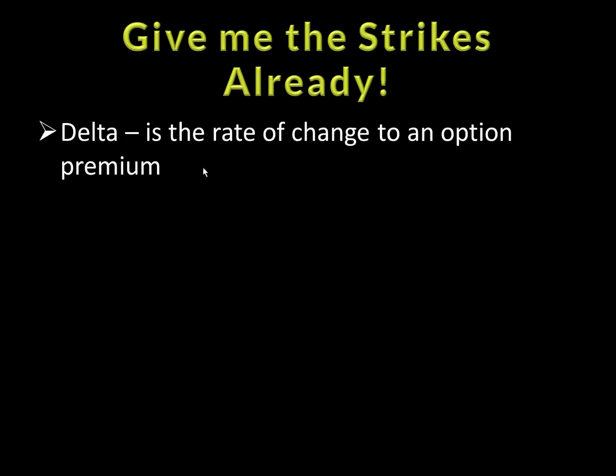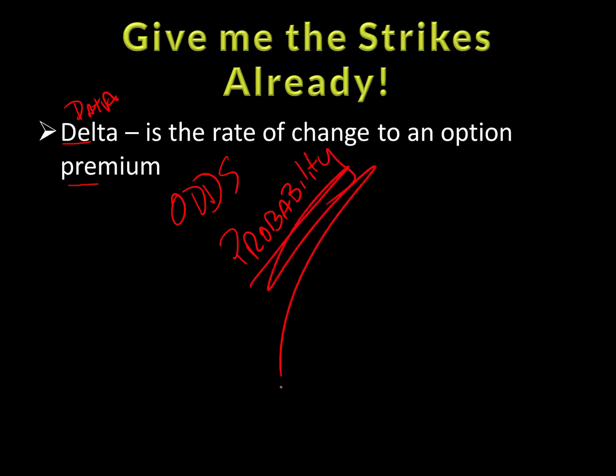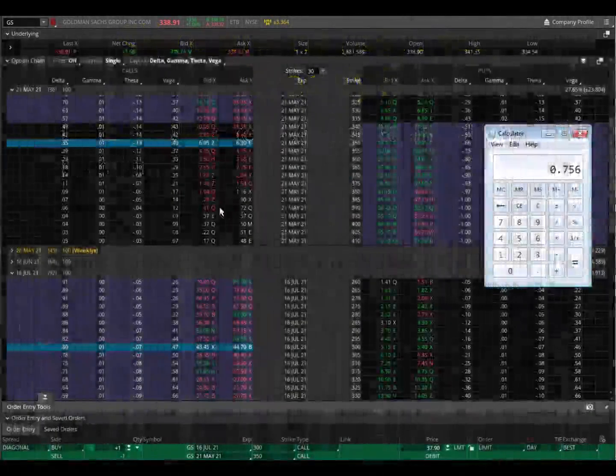So we want to talk about delta for a second. Everybody always defines delta as the rate of change of the options premium. Okay, fine, whatever. I say it is data. All right? It's data. It's going to tell us the odds or the probabilities. I always say probabilities, but it's easier to write odds than it is to write out probability. Delta will tell us the probabilities of our trade being successful.